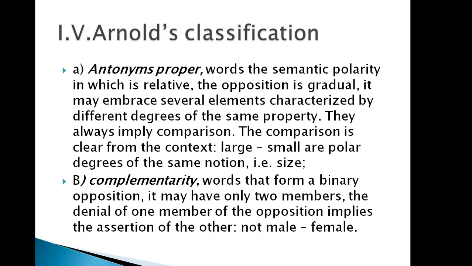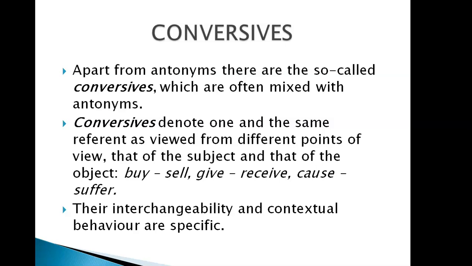Arnold's classification. Antonyms proper are words whose semantic polarity is relative. The opposition is gradual. It may embrace several elements characterized by different degrees of the same property. They always imply comparison. The comparison is clear from the context. Large, small are polar degrees of the same notion, size. Complementary words form a binary opposition. It may have only two members. The denial of one member of the opposition implies the assertion of the other: not male, so female.